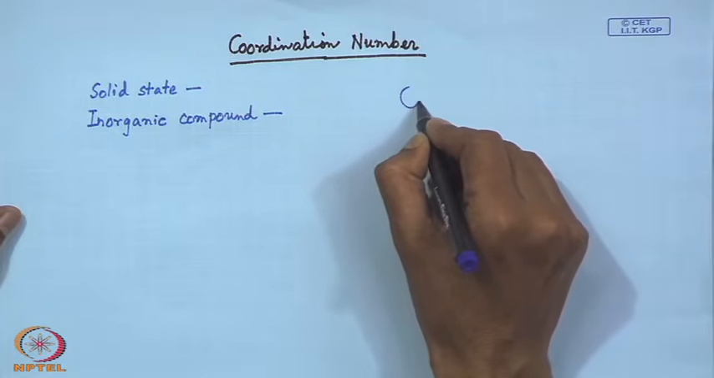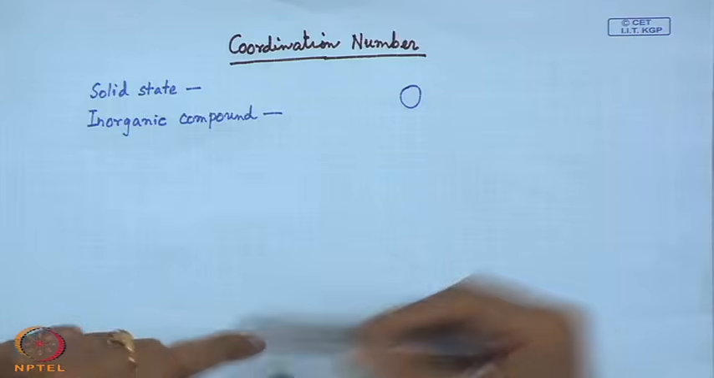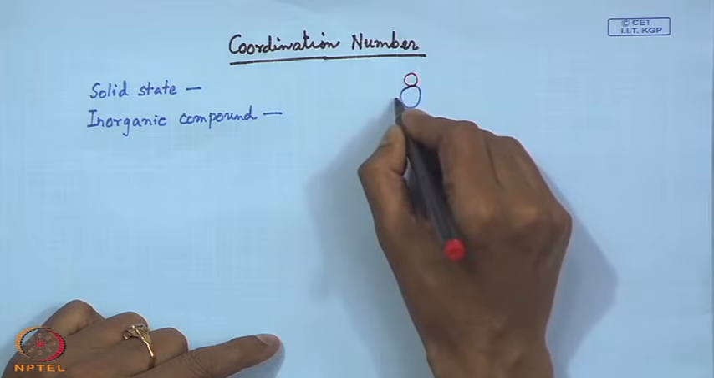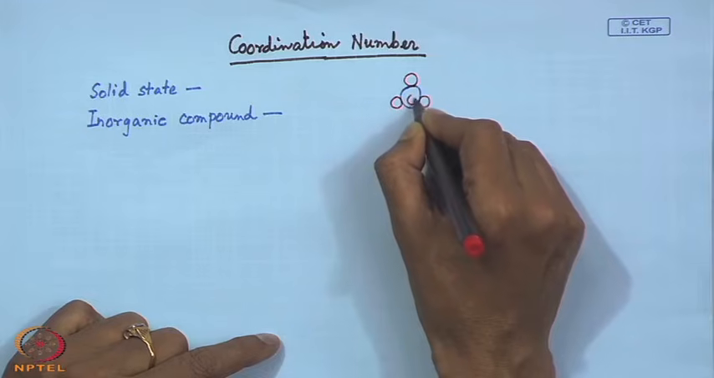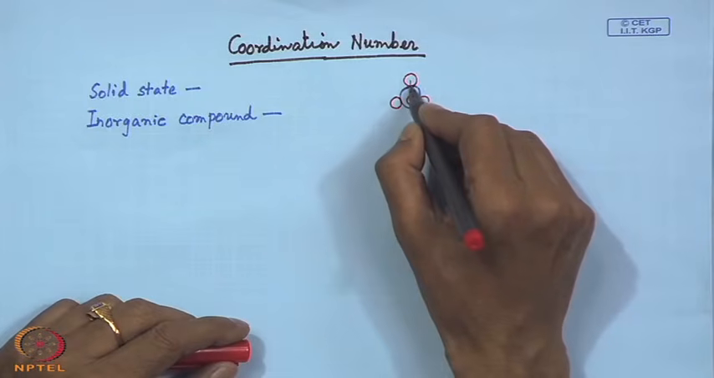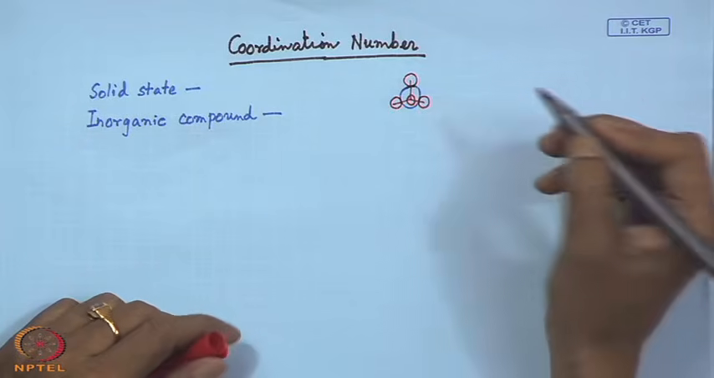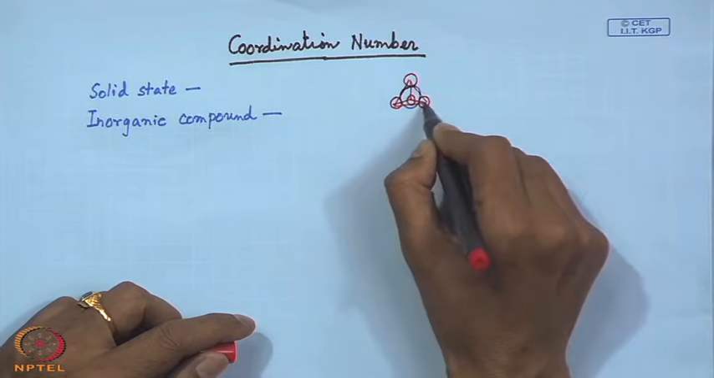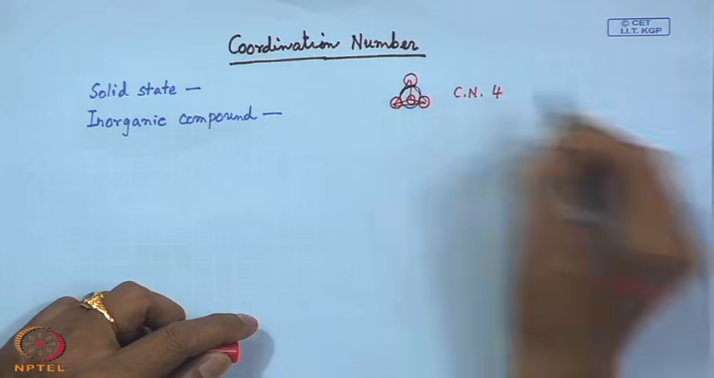So, in solid state what we find is that if a particular center is attached to some more like this one, where the central bigger one is attaching to 4 such species in a typical tetrahedral geometry, then we can consider that this has a coordination number of 4.